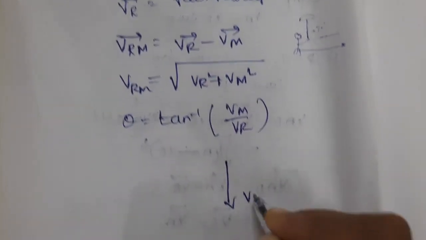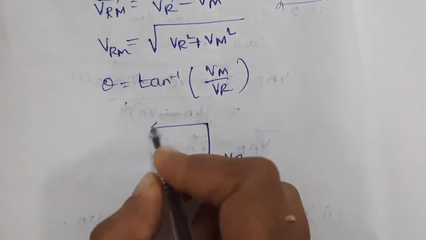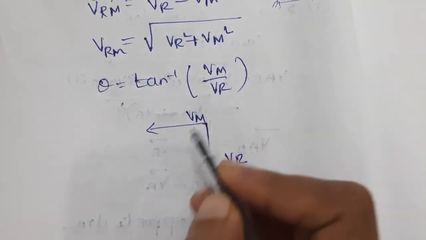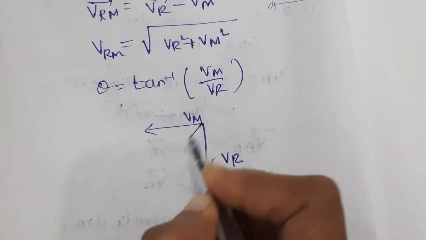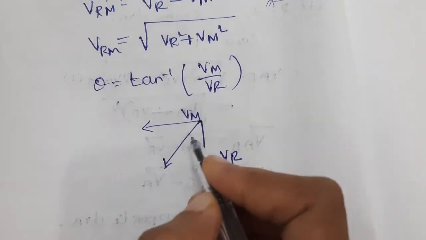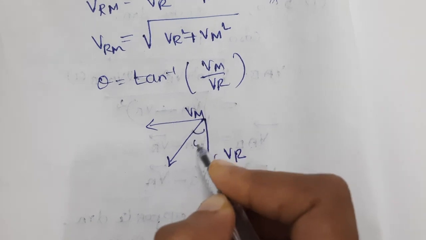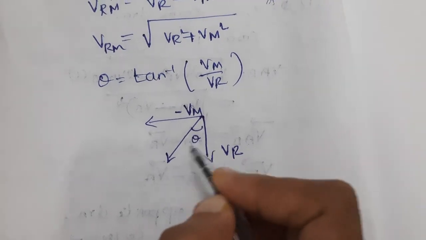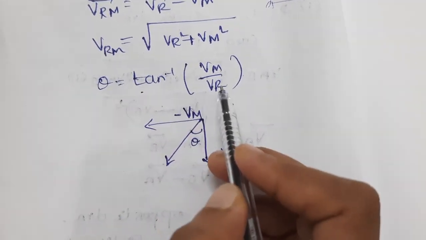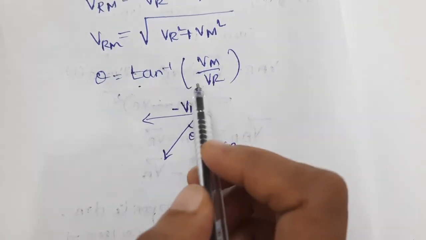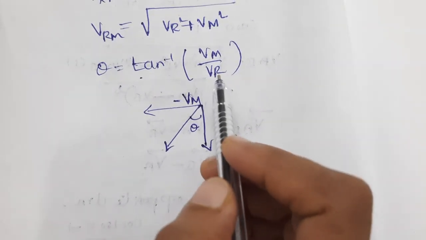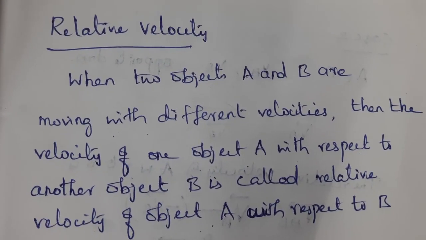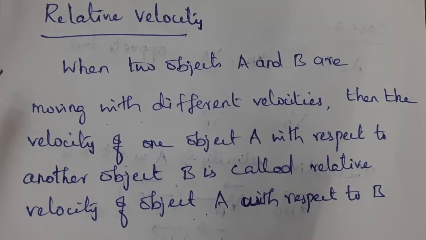This is the rain velocity Vr and this is the man velocity Vm. Okay. So velocity of rain with respect to man, this is the relative velocity. This is the angle theta. So this is minus Vm, this is Vr, this is theta. So this theta can be written as tan inverse of Vm by Vr. Now to save himself from the rain, he should hold an umbrella at an angle theta with the vertical. Okay. So students, we have learned about the relative velocity in 1 and 2 dimensional motion.